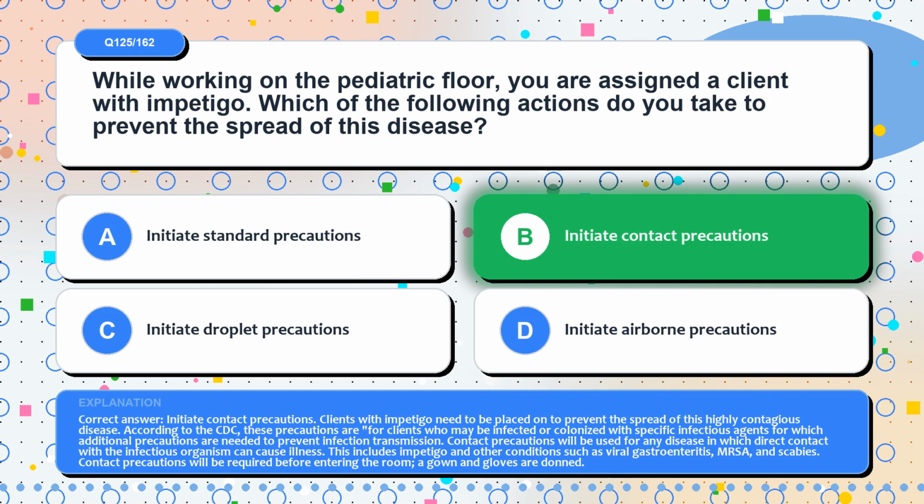Contact precautions will be used for any disease in which direct contact with the infectious organism can cause illness. This includes impetigo and other conditions such as viral gastroenteritis, MRSA, and scabies. Contact precautions will be required before entering the room. A gown and gloves are donned.